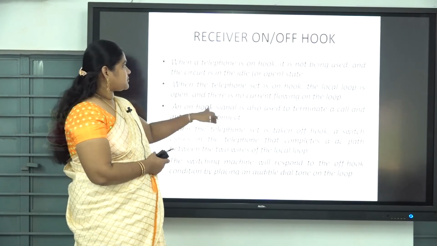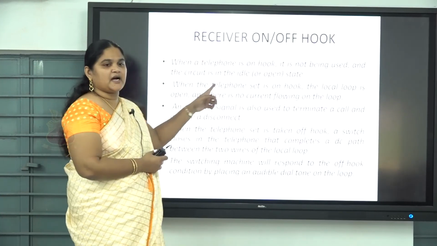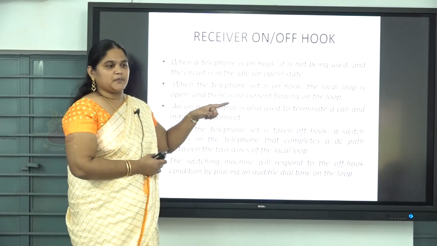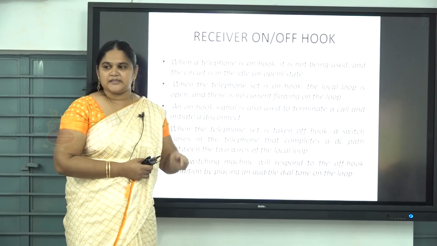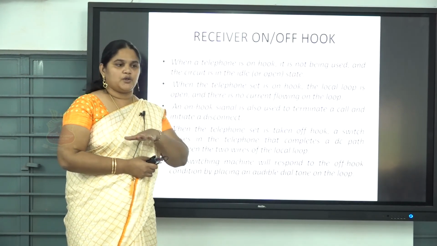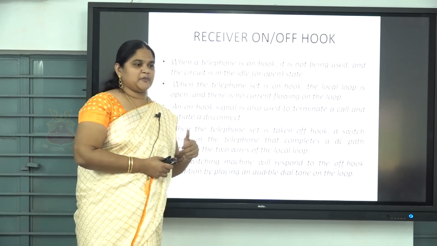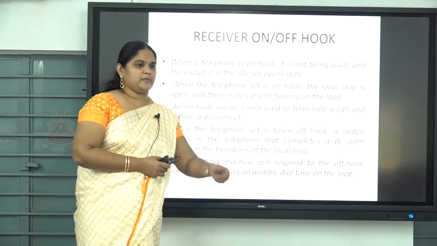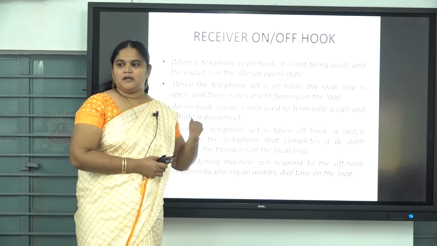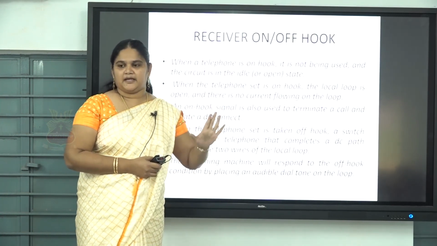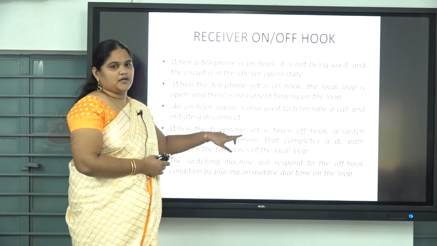The last one is receiver on or off hook. Receiver on hook means there is no current. It is in the idle state. Receiver off hook means the handset is taken off the cradle and I can make a call. That is receiver on and off hook.